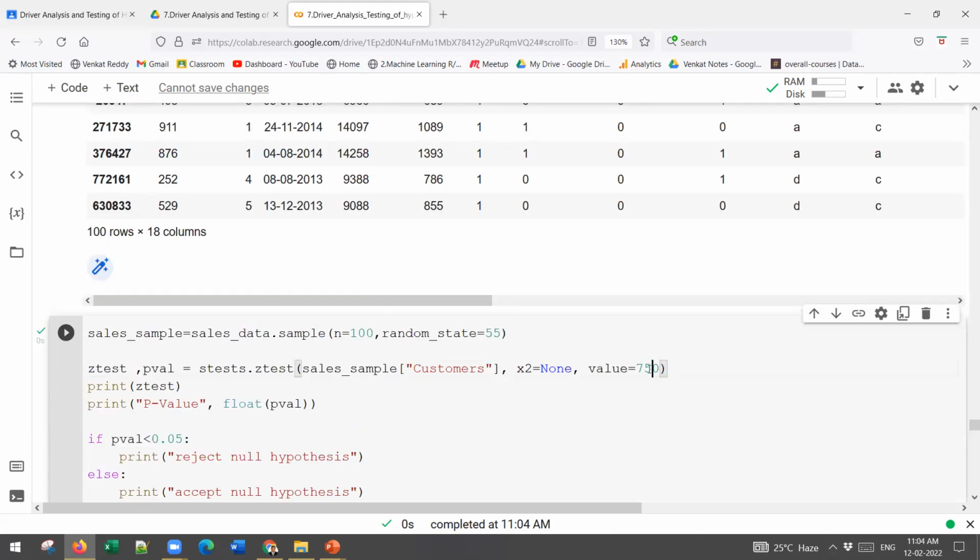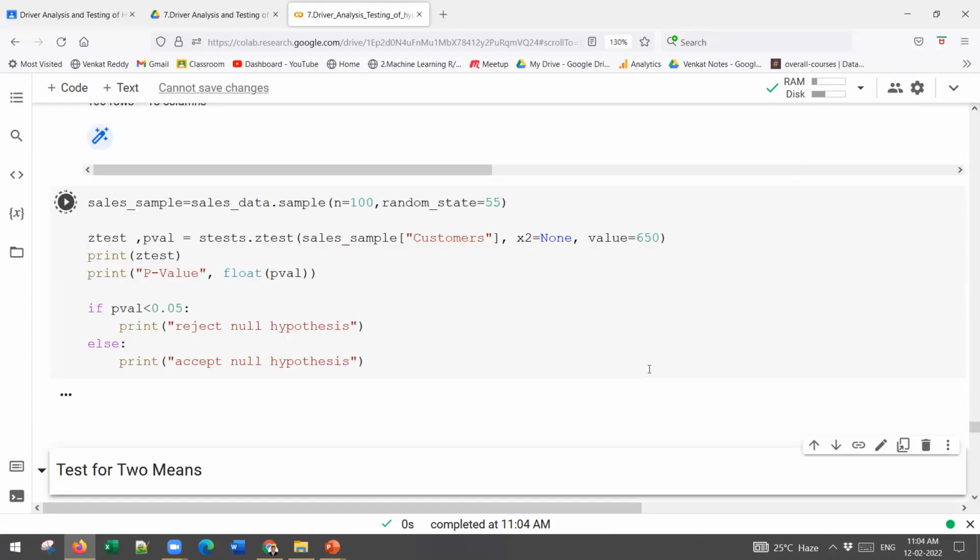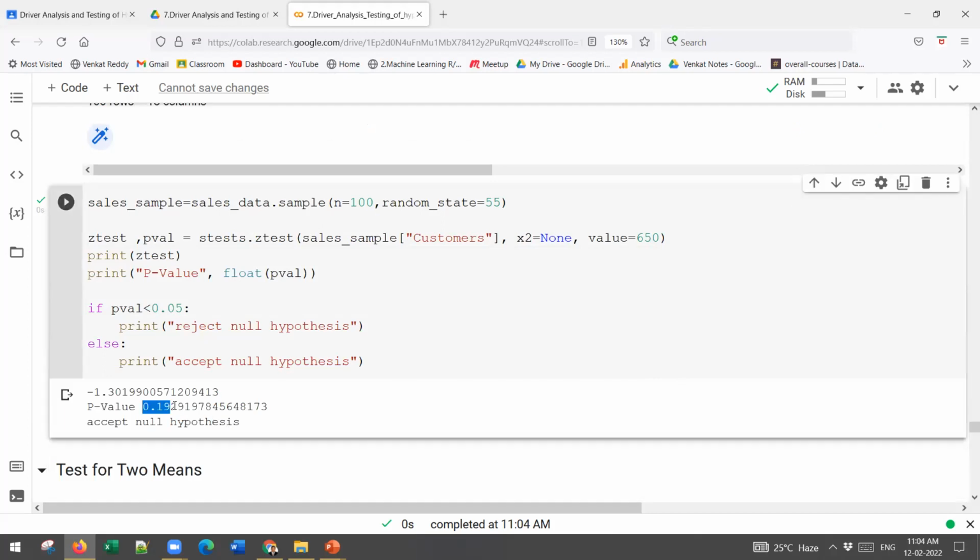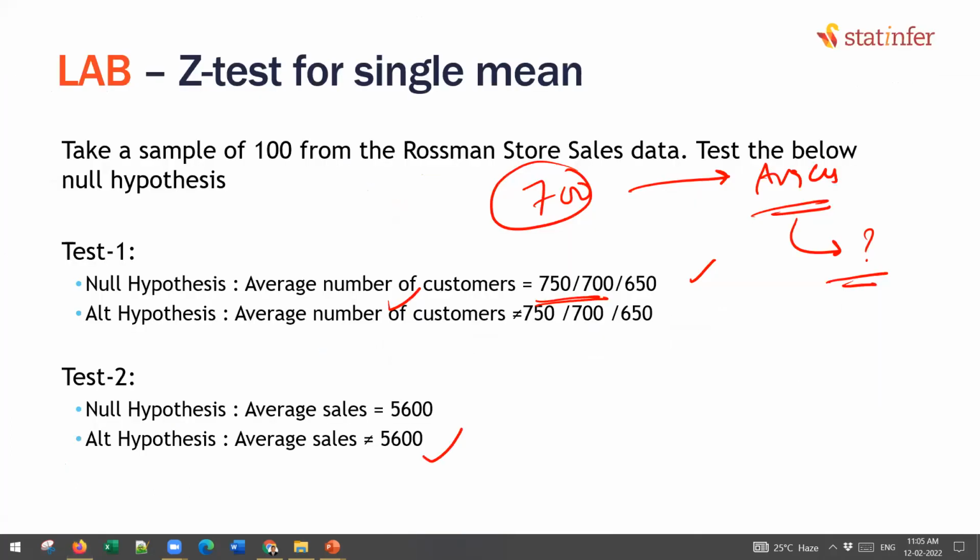Let's say we are testing for 650 customers. Tell me, does that work? For 650 customers, the P value is 0.19. Think about it. 0.19. P value is more than 0.05. P value is high here. When do you say P value is high? In which scenario is P value high? P value is greater than 0.05. That itself is high. That means the expected value and the actual value that we got from the sample are near to each other. What do we do? Accept the null hypothesis. So that is the process.